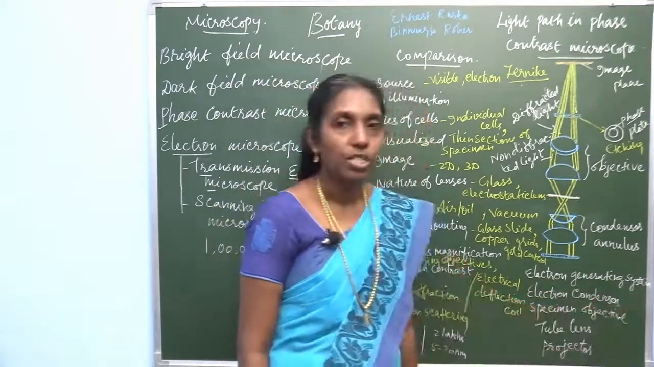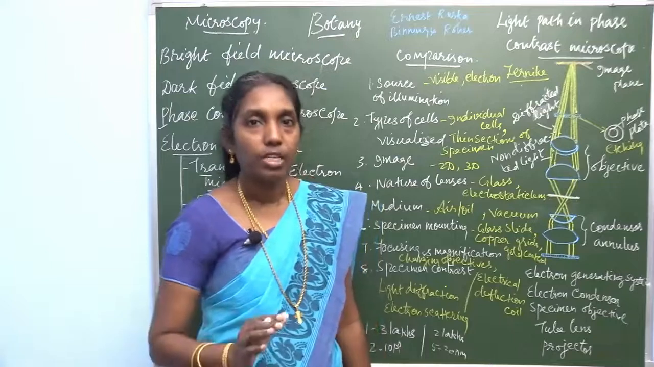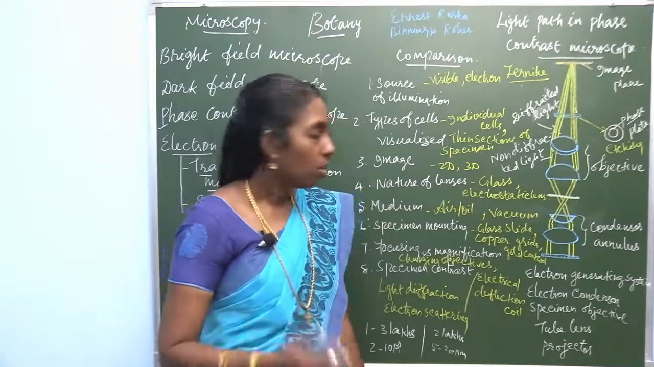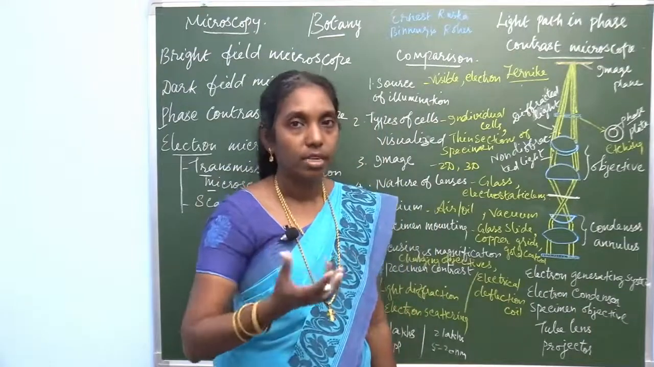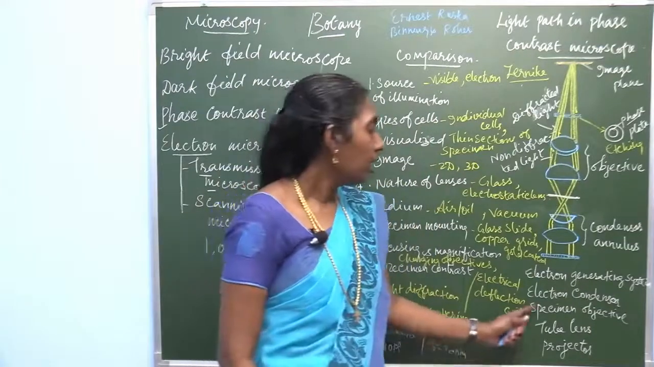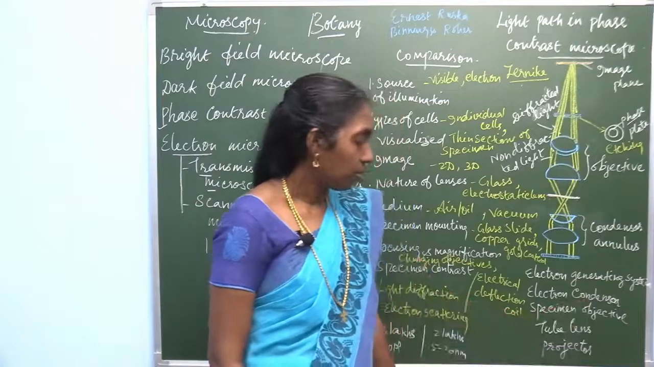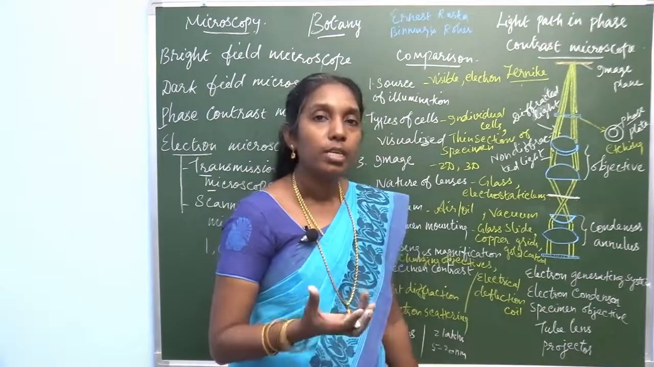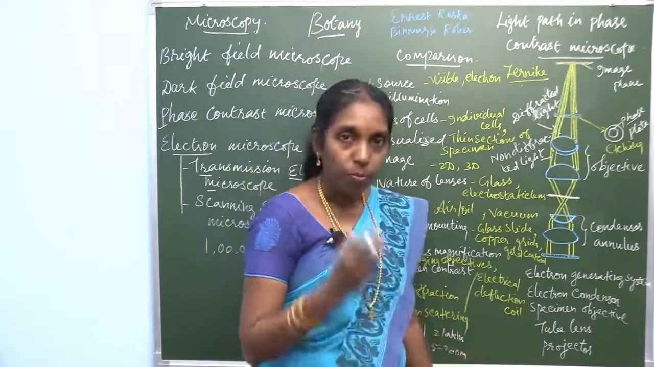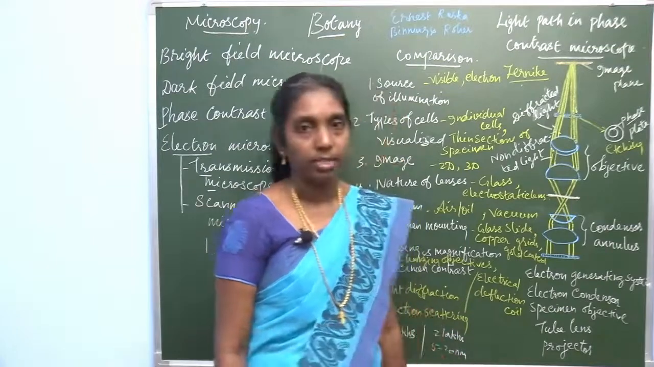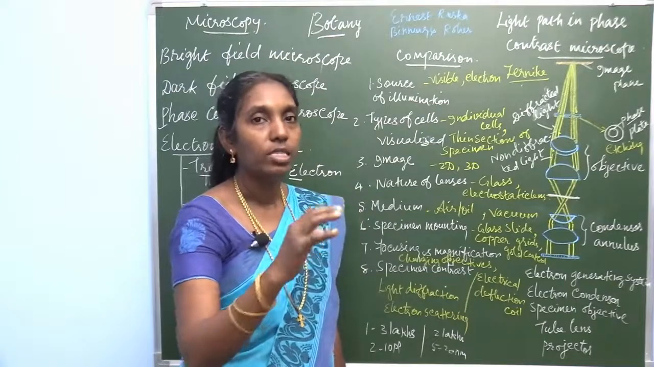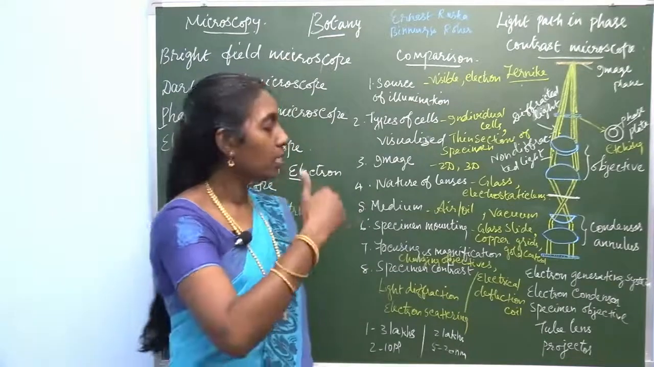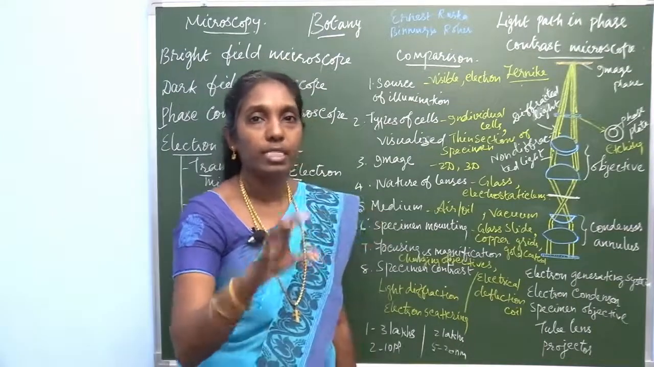The first component is the electron generating system, and the electron condenser. Instead of a normal condenser, electron condensers are used here. Then the specimen objective, tube lens as well as the projector. The image is seen on the fluorescent screen.